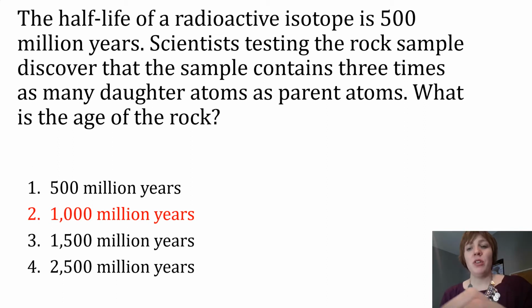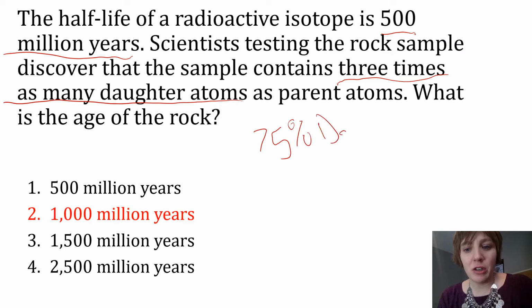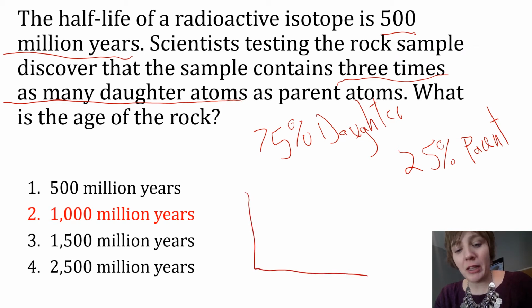All right, we know that the half-life is 500 million years. Okay, so I'm just gonna underline that. And we also know that the sample contains 3 times as many daughter atoms as parent atoms. Well, that's the same thing as saying that it is 75% daughter. Well, if the sample is 75% daughter, that means it must be 25% parent. Now, we just need to figure out how many half-lives have passed.